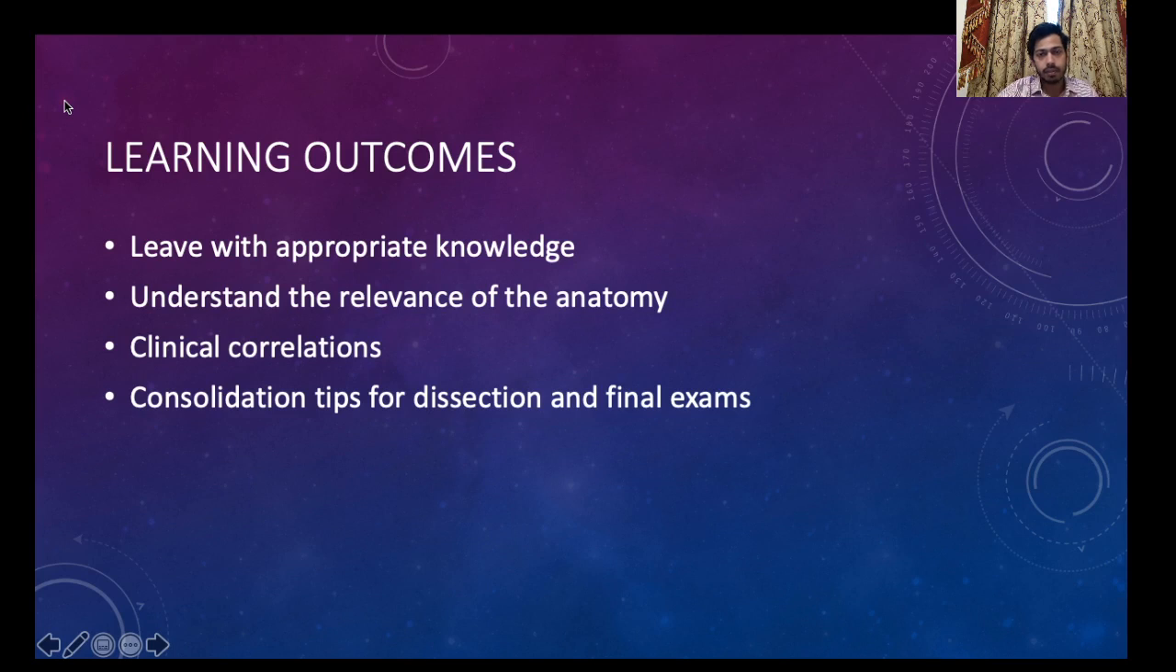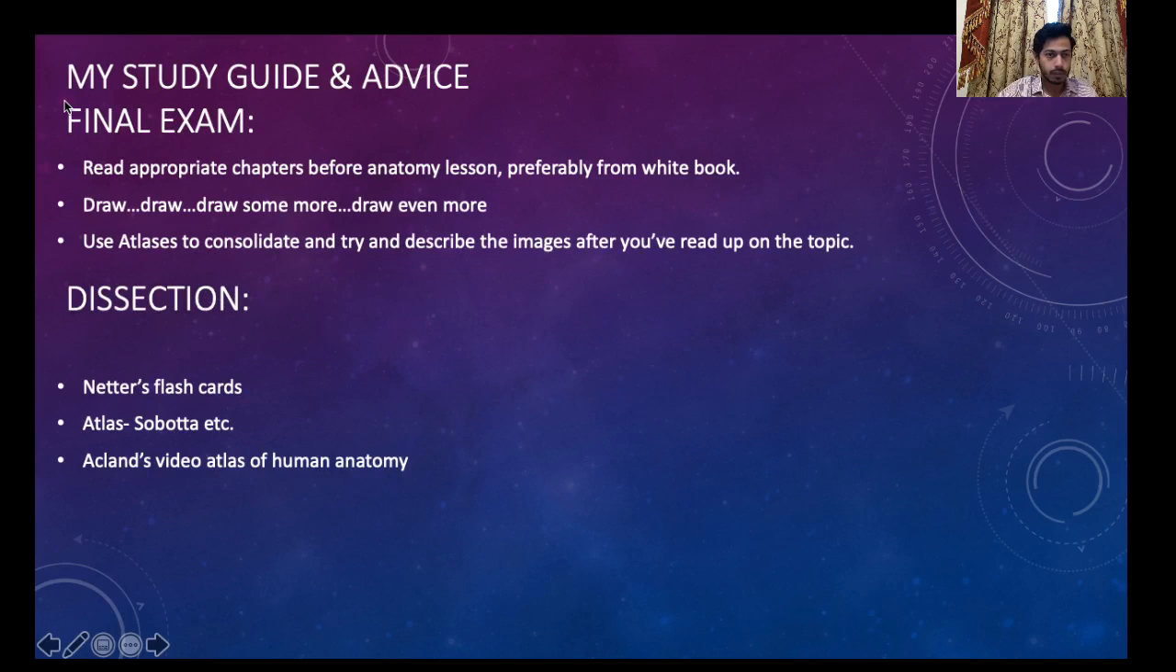Like I said, by the end of this lecture, I would like to think that you leave with the appropriate knowledge, understand the relevance of the anatomy, make a few clinical correlations, and make the links, trying to think of what could be going wrong in the future when you're in hospital, on placement. And as the lecture goes on, I will try to give some consolidation tips for dissection and final exams. So, my study guide. We'll just pause for the lag.